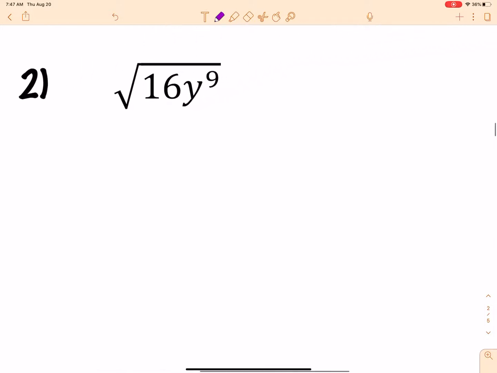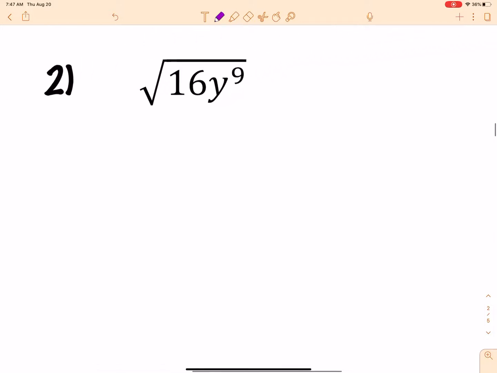Number 2, 16 y to the 9th. So again, let's do the 16 part first, the coefficient. Square root of 16, 4, again, just as a perfect square, we're just quickly doing this. So the y to the 9th is giving us our issue. We can't divide 9 by 2.